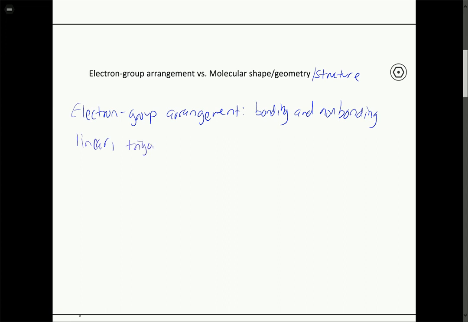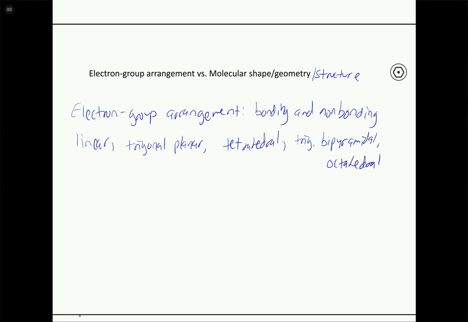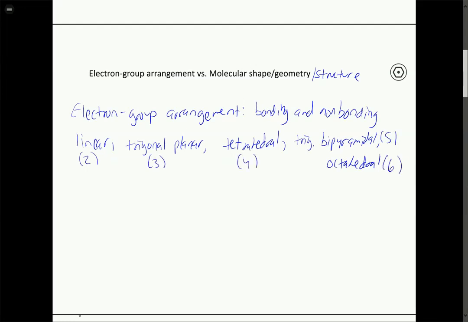linear, trigonal planar, tetrahedral, trigonal bipyramidal, and octahedral. And all of these correlate to a specific number of electron groups, or a specific steric number, as I called it in class. Linear would be 2 electron groups, trigonal planar 3, tetrahedral 4, trigonal bipyramidal 5, and octahedral 6 electron groups.